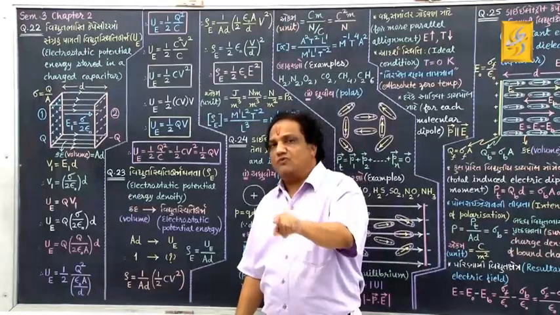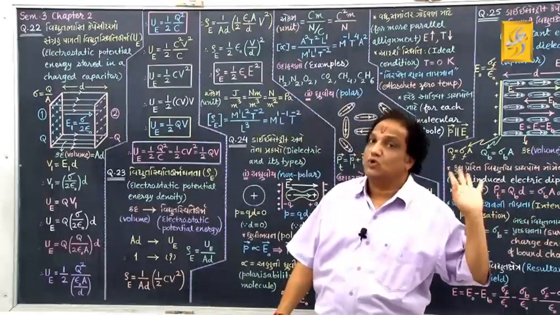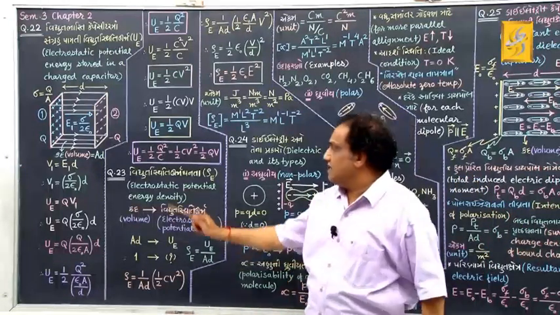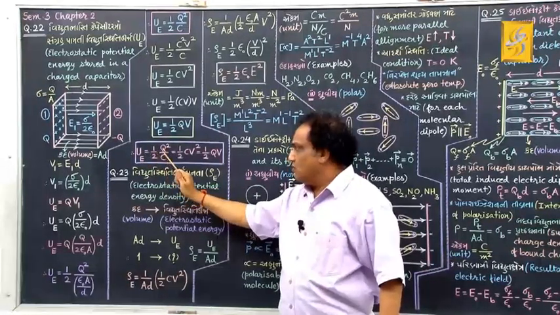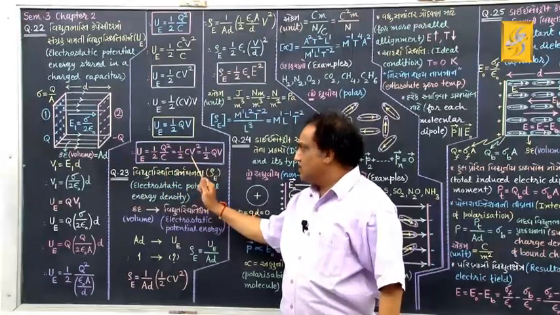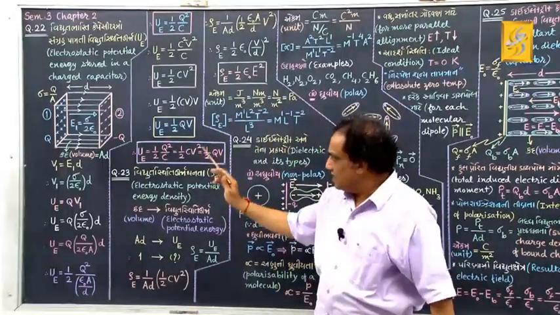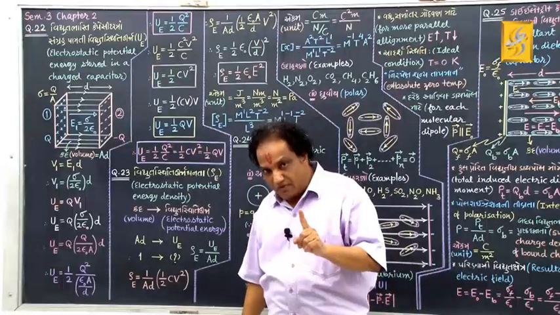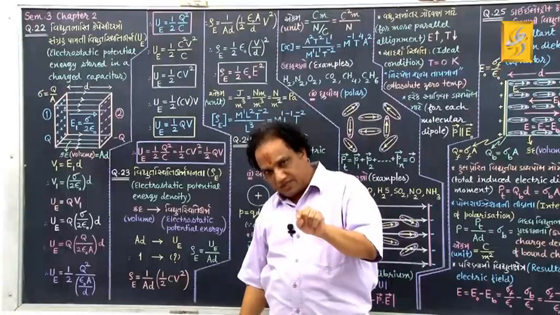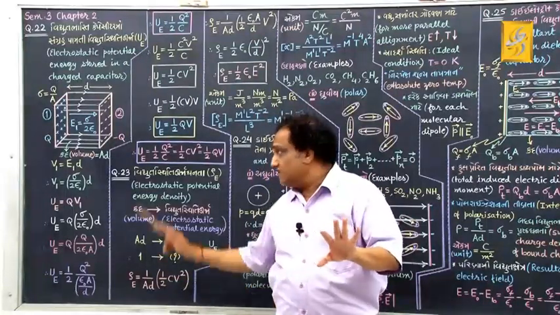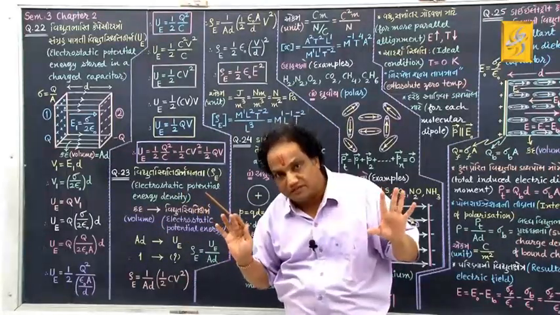Write all the three formulas combined. U equals, come on, 1 by 2 Q square upon C, 1 by 2 CV square, and finally 1 by 2 Q into V. All the three formulas in a single equation I have written over here. Check it. U equals 1 by 2 Q square upon C equals 1 by 2 CV square equals 1 by 2 QV. Correct? Fine. This formula at present we have derived for this parallel plate capacitor and for the electric field in that capacitor. Correct? But in general, this formula is true for any electric field existing in any region. Okay? Fine.